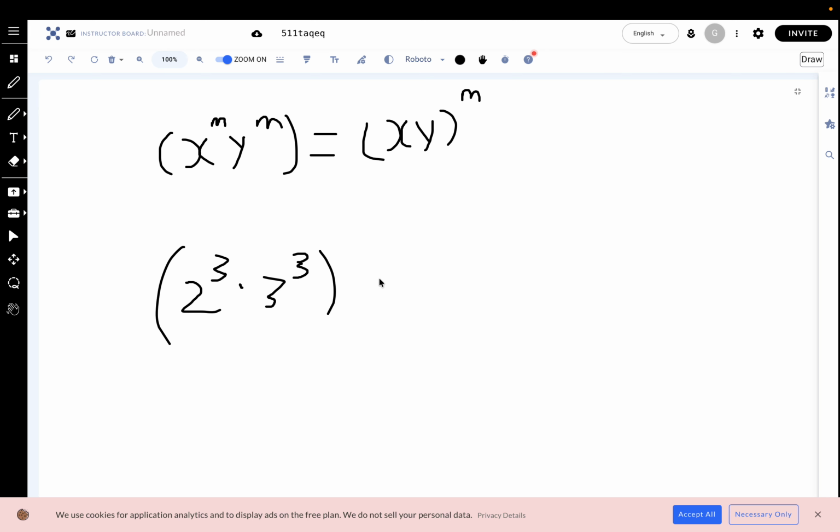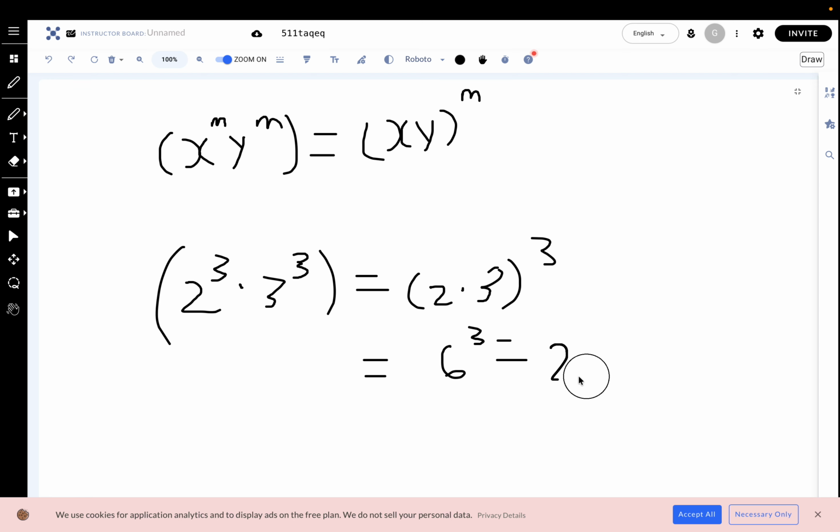This is 3, right? So since the powers are the same, we can actually take it out and we'll be left with 2 times 3. And since we can multiply, 2 times 3 is a real number now, 2 times 3 is 6, 6 cubed, and that is 216.